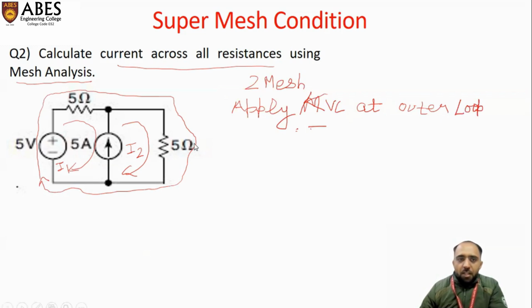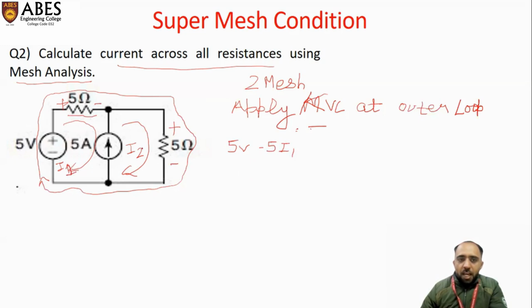So how to apply KVL? Just as we discussed earlier, plus minus is written over there. Again write it as plus minus as per direction. So I am taking the outer loop. So plus 5 volt, minus 5 into I1 current. In this 5 ohm resistance, I1 current is flowing as per our discussion.